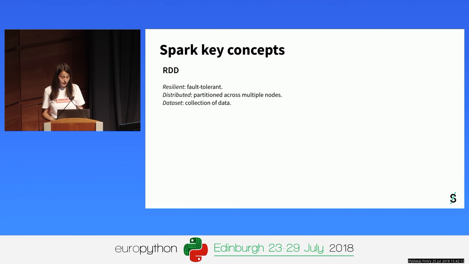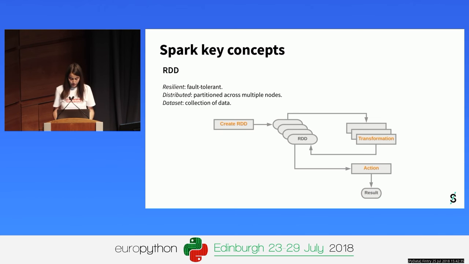At the core of Spark, we have the RDDs, which are the fundamental unit of data in Spark. RDDs are resilient because they are immutable and they are fault-tolerant. They are also distributed because they are partitioned across multiple nodes in the Spark cluster, and they are a dataset because they hold data.